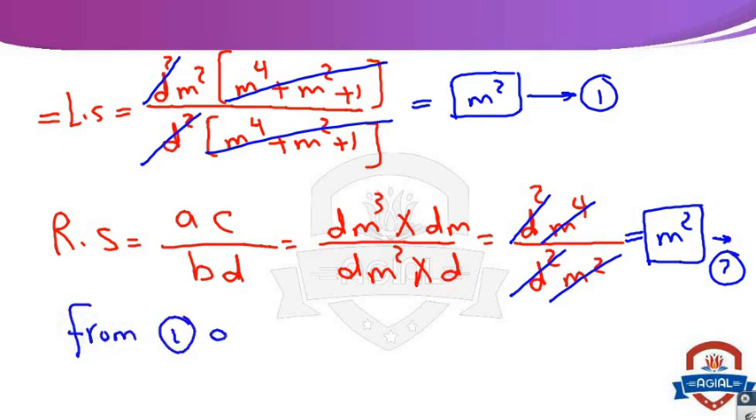From 1 and 2, then left side equals right side. Then left side equals right side.